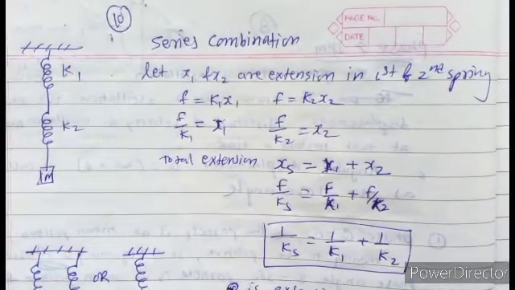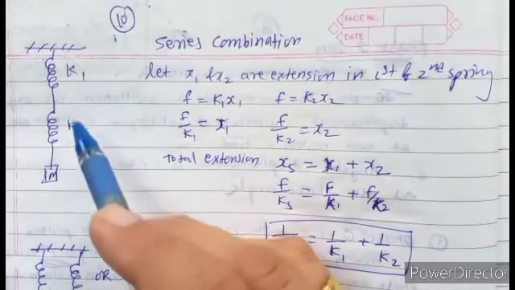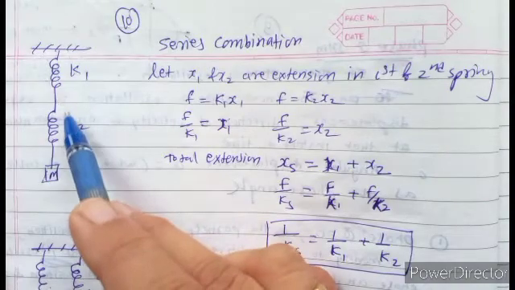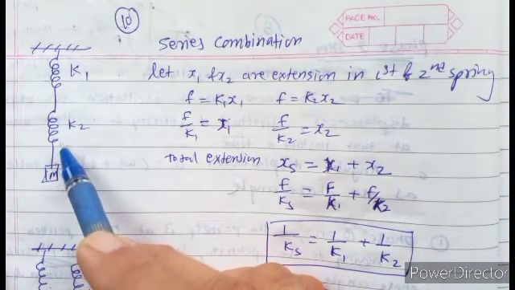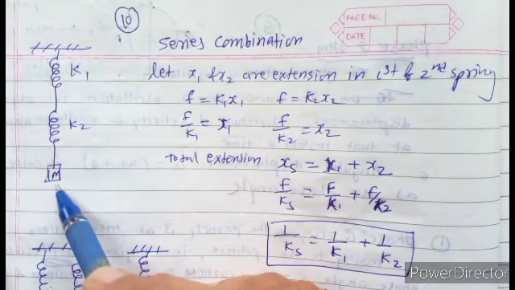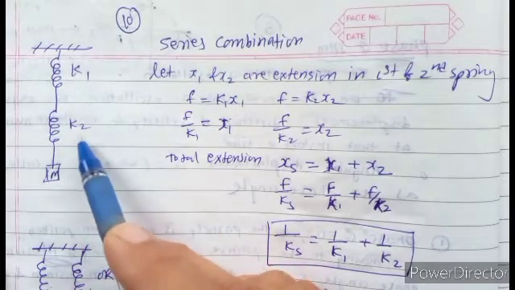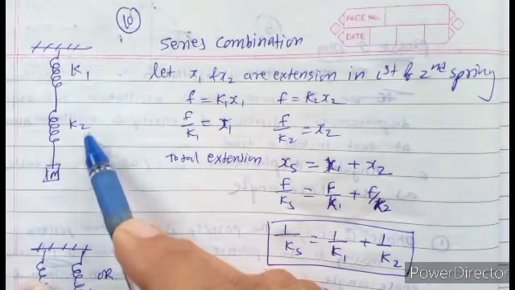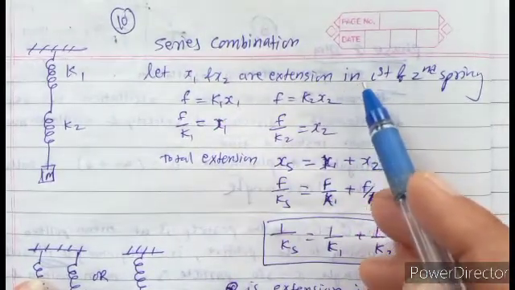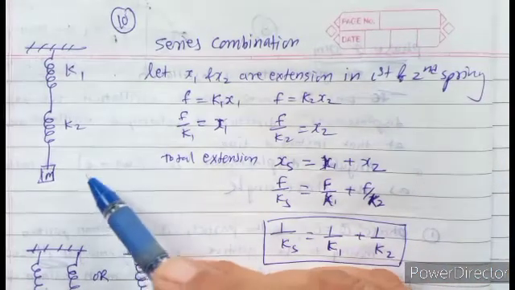We see the series combination and parallel combination of a spring. One end of a spring is fixed to the rigid support. To the other end of the spring we connected the second spring, and to the last end of the spring we connected the mass. Force constant of first spring is K1, force constant of second spring is K2. Let x1 and x2 be the extension or displacements of first and second spring when the mass m is attached to the spring.